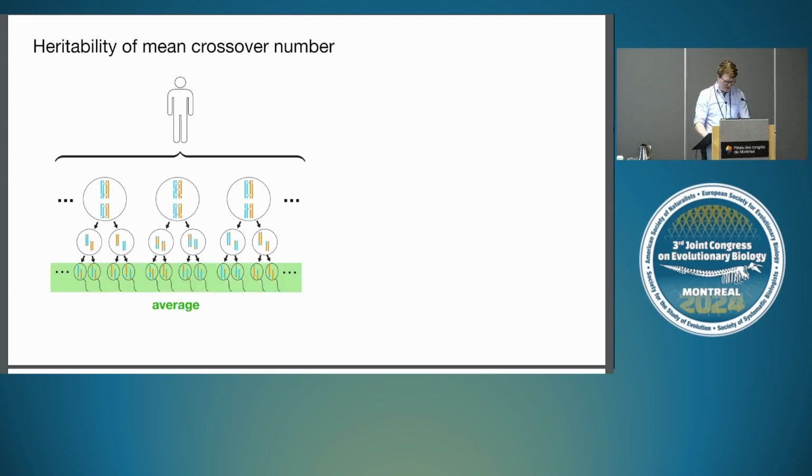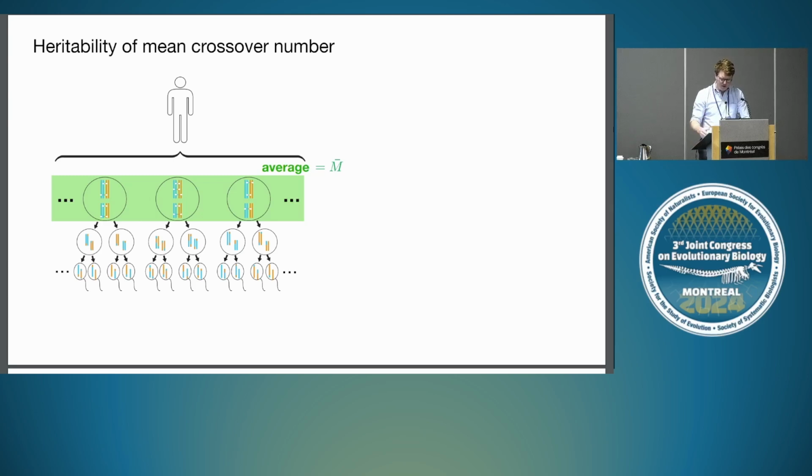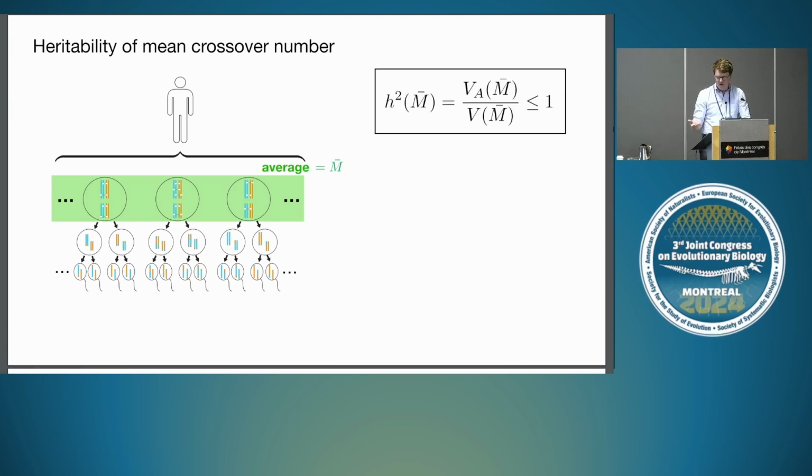So let's take the first one. The average number of crossovers amongst gametes is just 1/2 the average number of crossovers in meiosis I meiocytes, which will be a useful metric to start with. So their heritabilities will be equal. I'll designate this by m bar. Its heritability is its additive genetic variance divided by its phenotypic variance, and it has an upper bound of 1, of course.